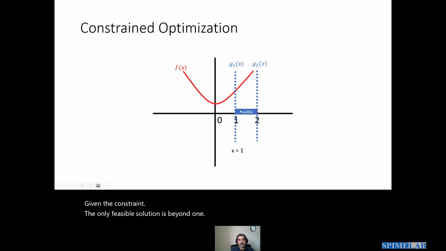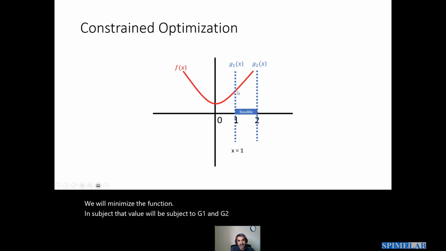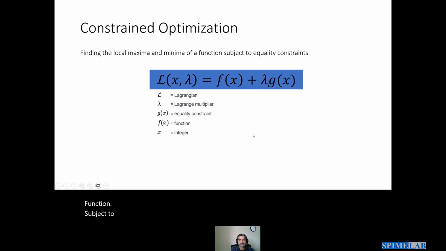We can have 2 constraints, so the feasible solution will be between these 2 constraints. We will minimize the function and that value will be subject to g1 and g2. So in this area, the minimum value is here. So our function subject to constraints would look like this.